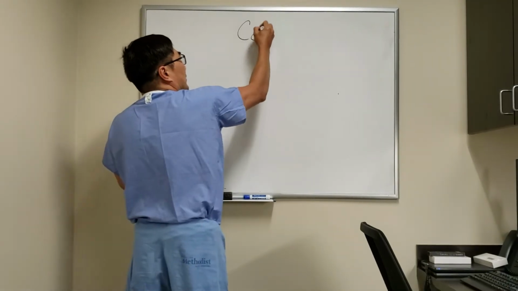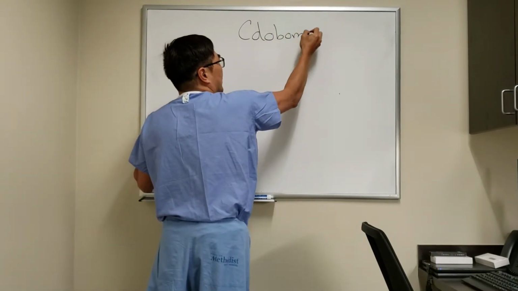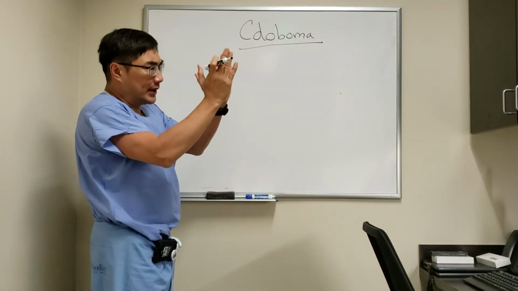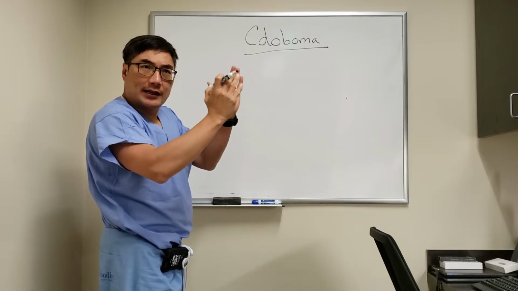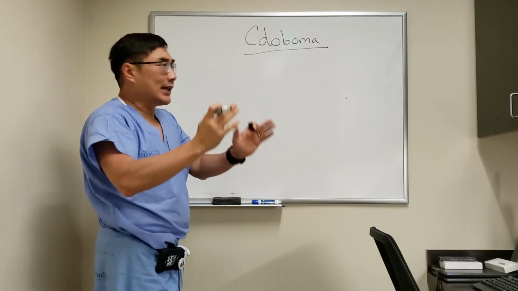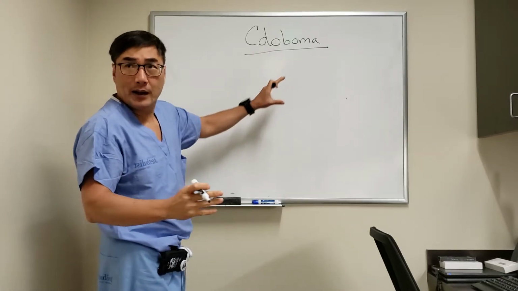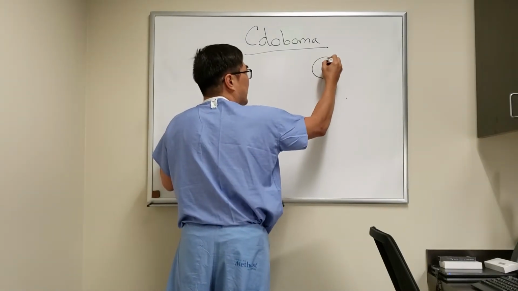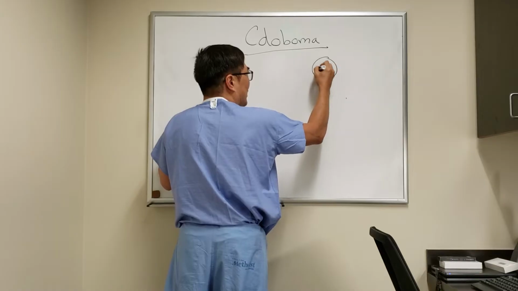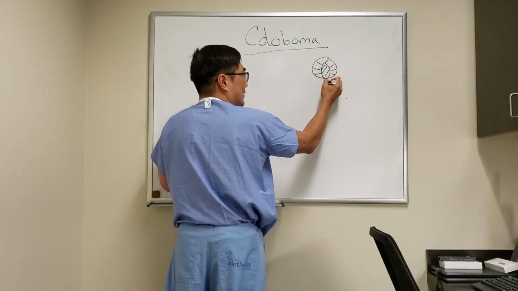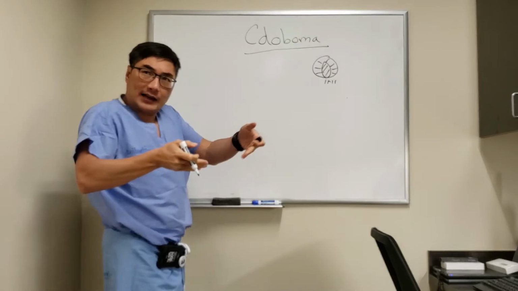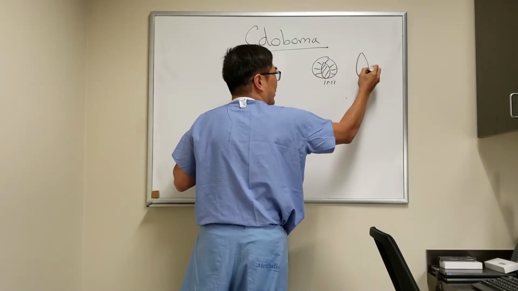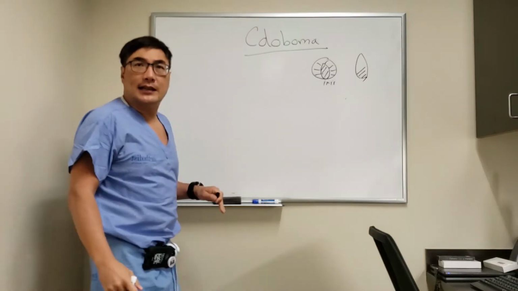So sometimes we can see a problem in the back of the eye, which is a lack of the fusion of the elements of the optic nerve, the retina, or anteriorly into the iris and the lens. And that thing we call a coloboma. And it can be in the front of the eye, which means we can get a coloboma in the iris from the lack of fusion there.